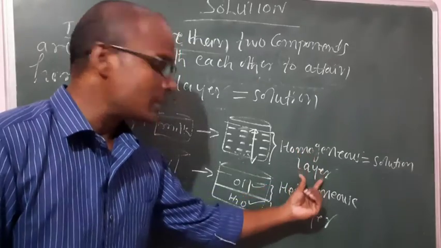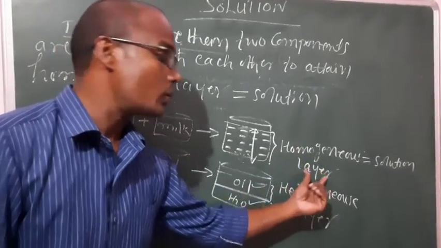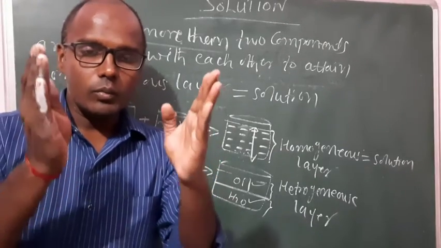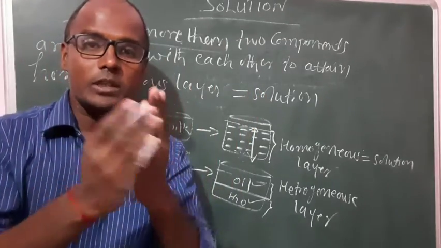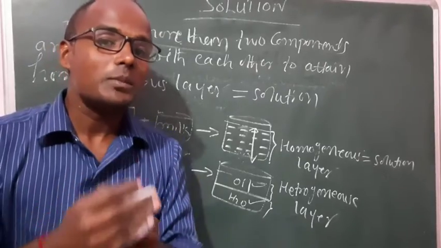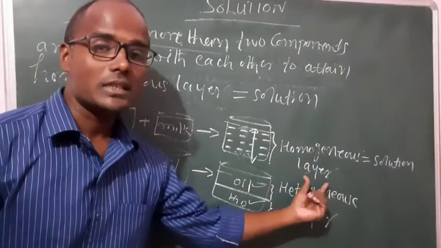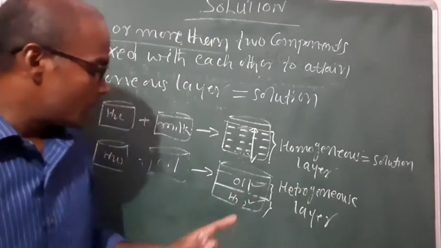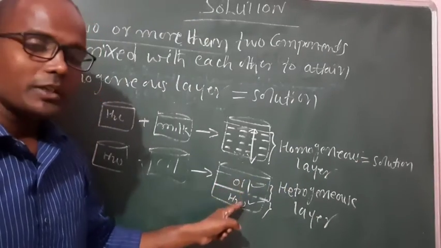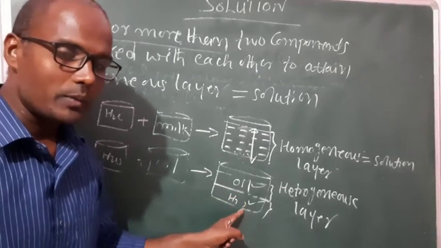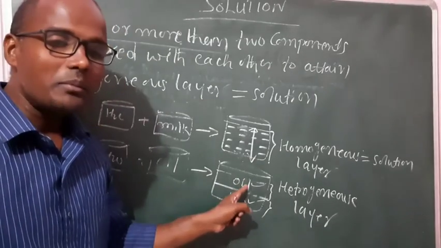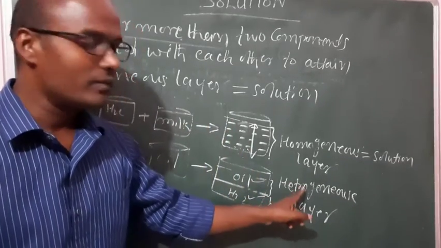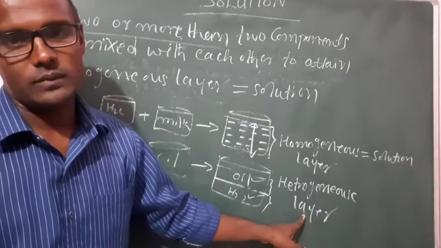Only a homogeneous mixture we call a solution, because in a homogeneous mixture the two components are intermixed properly. The homogeneous layer only is the solution. If two components are not intermixed properly, it means they cannot mix with each other and cannot show any kind of attraction with each other, so we call it a heterogeneous mixture.